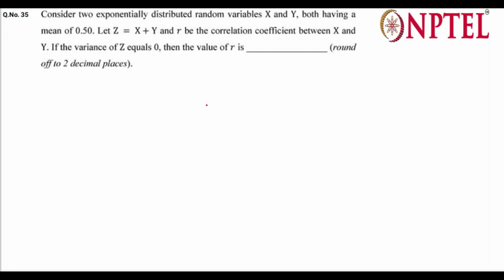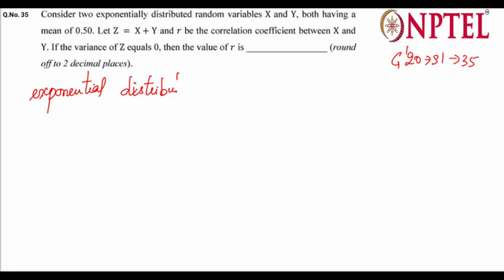We shall see GATE 2020 set 1 question number 35. This question goes like, consider two exponentially distributed random variables. Exponential distribution is the first thing we can derive from this question. Random variables x and y both have a mean of 0.5. So mean of x is equal to mean of y is equal to 0.5.